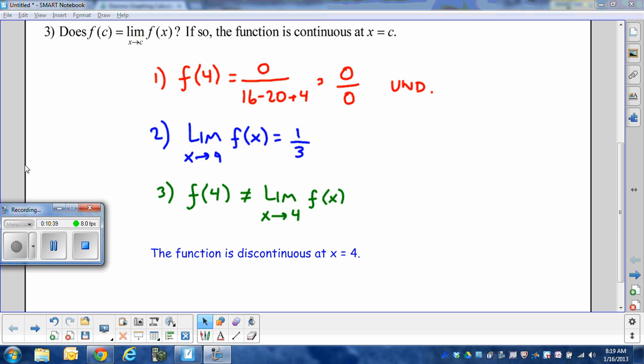Okay, so you want to make sure anytime you're being asked about continuity that you follow this three-step process. Evaluate the function at the value of x, find the limit at the value of x, and then compare the two to see if they're equal. If they are equal, it's continuous. If they are not equal, then we are going to say it's discontinuous.